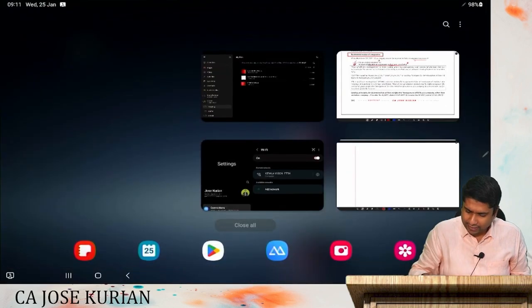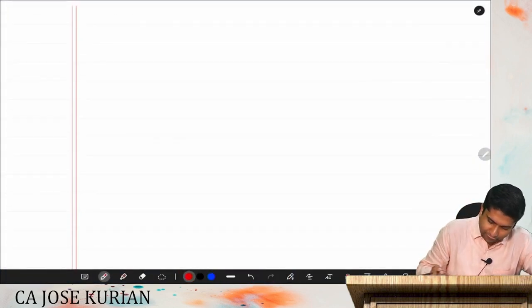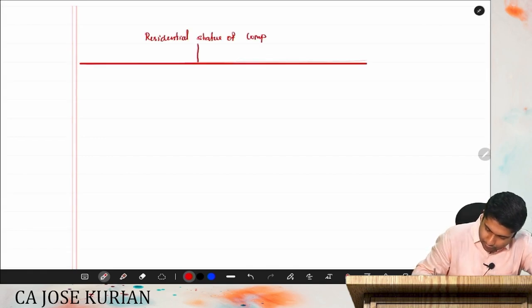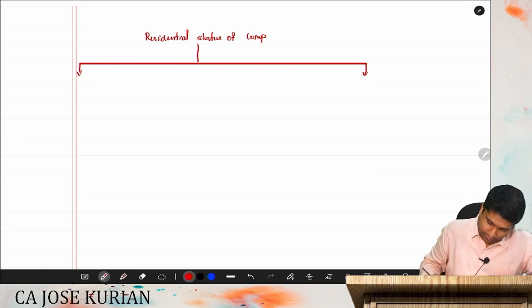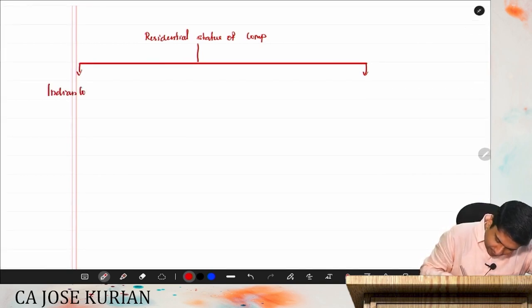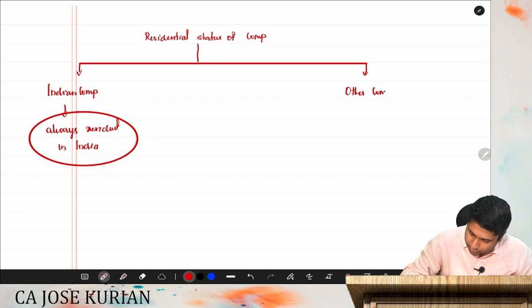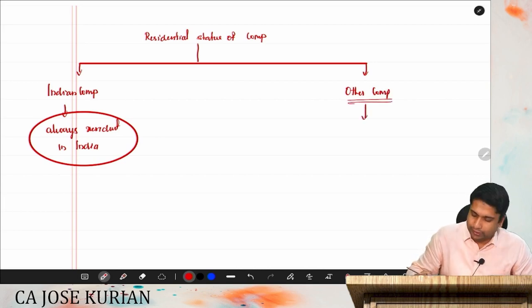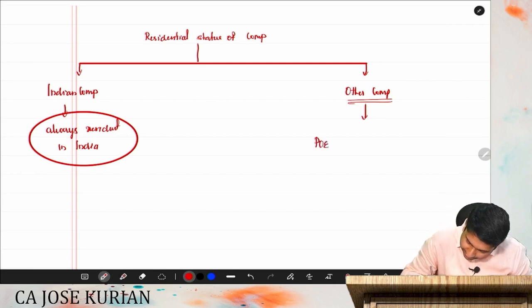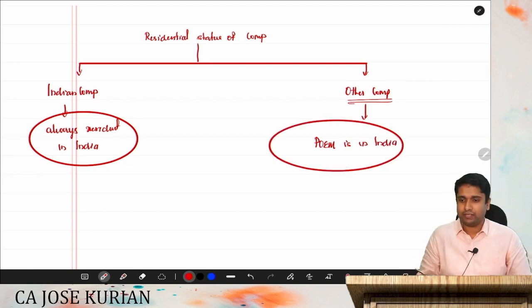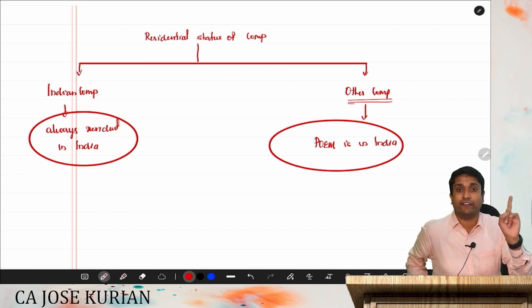So we can summarize this. Please make a note of this. Determination of residency status of companies can be split into two. If you are an Indian company, then you are always resident in India. All right. And for other companies, that means if you are a foreign company, you will be deemed to be a resident in India if place of effective management is in India. So for other companies, your determination of residency status is based on your place of effective management.